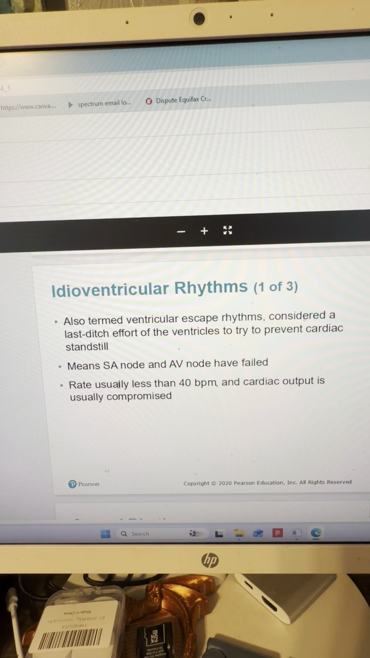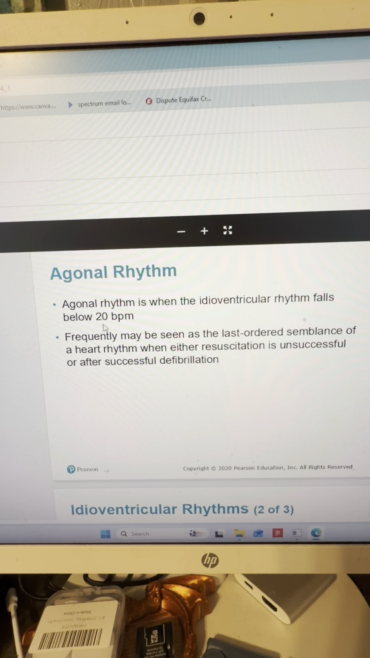Idioventricular rhythms. These are ventricular escape rhythms, because the heart is trying to find an escape from the SA node failing to fire. The last ditch effort to keep you alive. The SA node, the AV node have failed. The rate's usually less than 40, and the cardiac output is severely decreased. And then an agonal rhythm is where that rhythm falls below 20. You are dying if you have this, unless something is done right now to figure out the cause and reverse it. This is the last semblance of a heart rhythm.